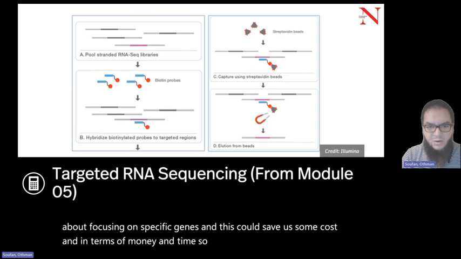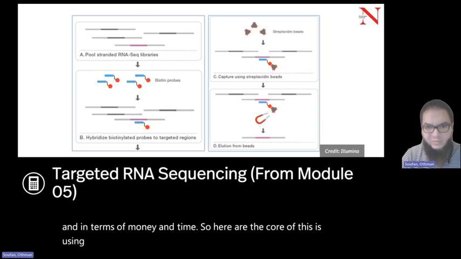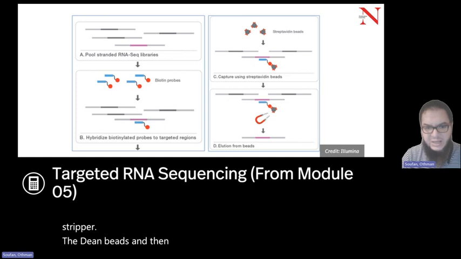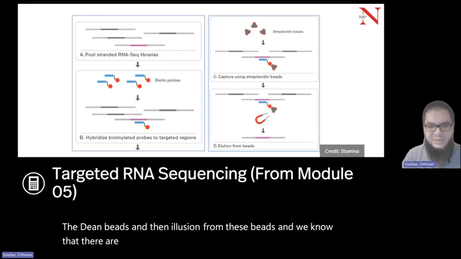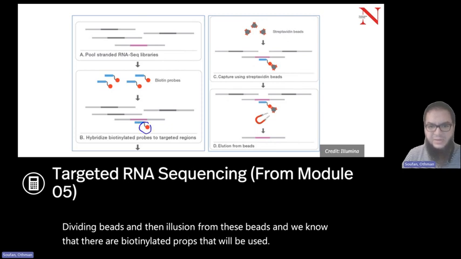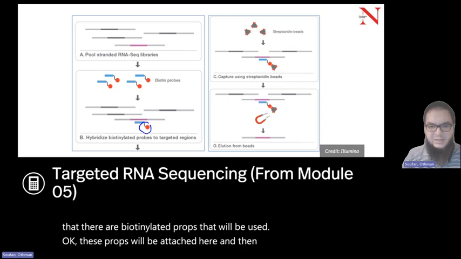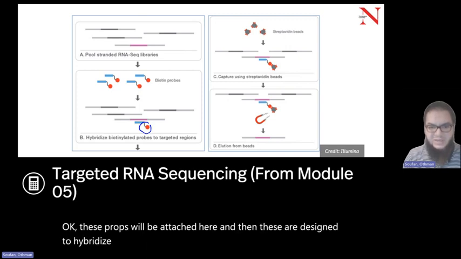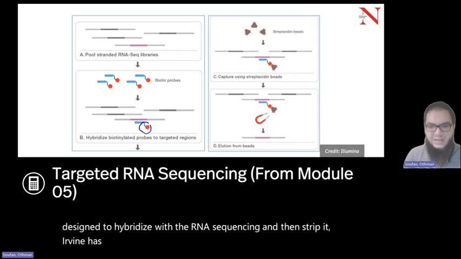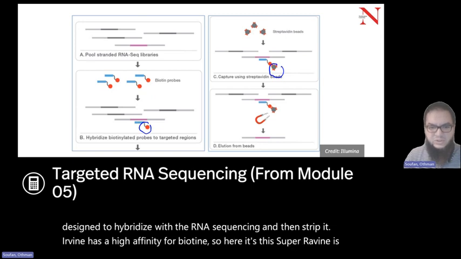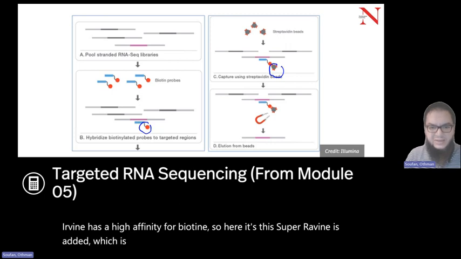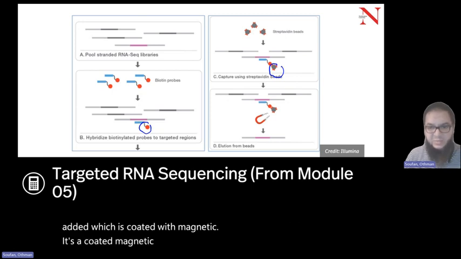So here, the core of this is using streptavidin beads and then elution from these beads. And we know that there are biotinylated probes that will be used. These probes will be attached here, and these are designed to hybridize with the RNA sequences. And then streptavidin has a high affinity for biotin. So here this streptavidin is added, which is coated on magnetic beads.